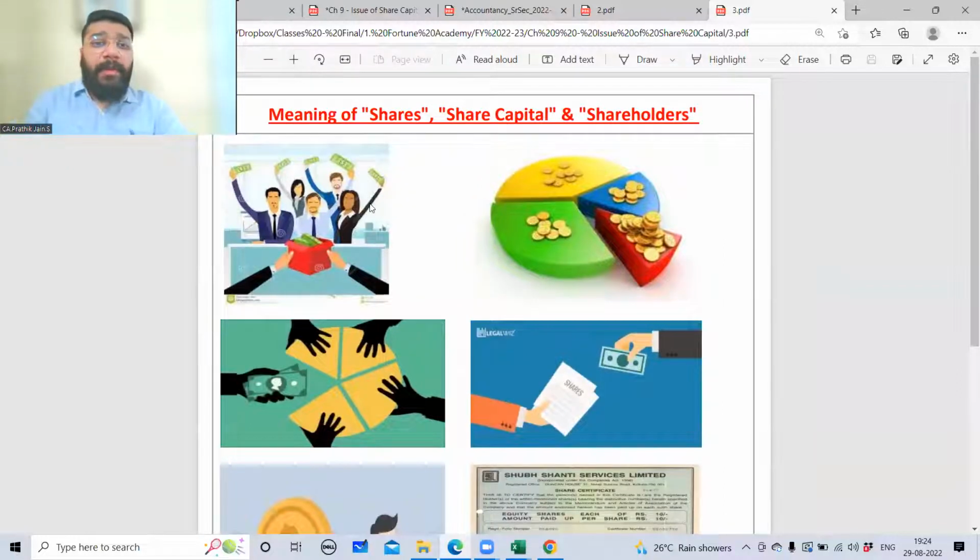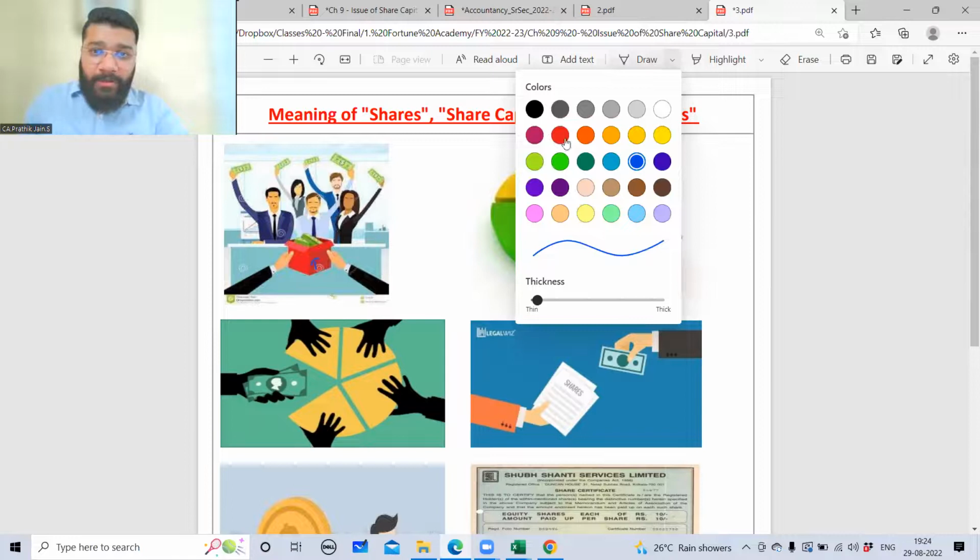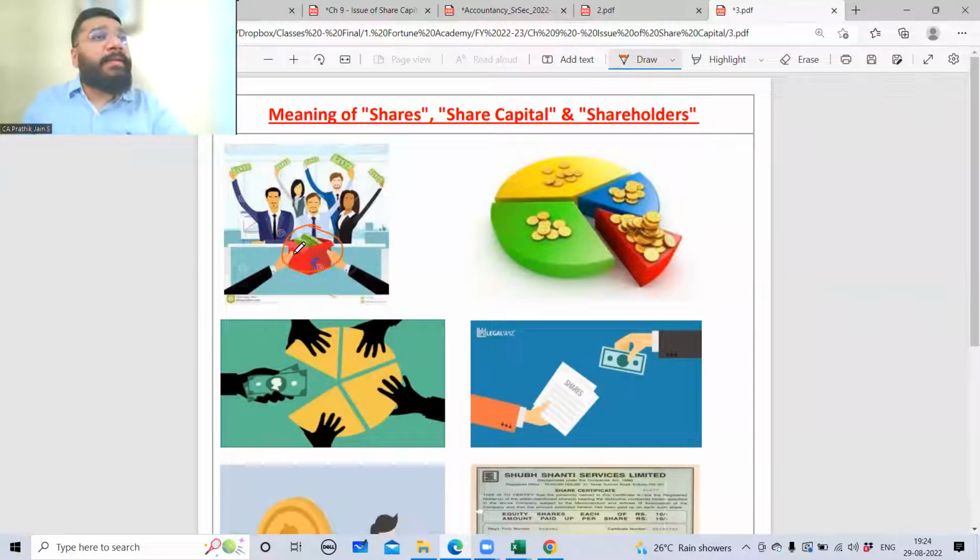Can you see this colorful picture? Yes. So what can you see here, guys? If I look at the first pic, there is a box where money has been collected. Let me change the color. This box where money has been collected, and this money has been collected from various people. 1, 2, 3, 4, 5. So what are they trying to do, guys?